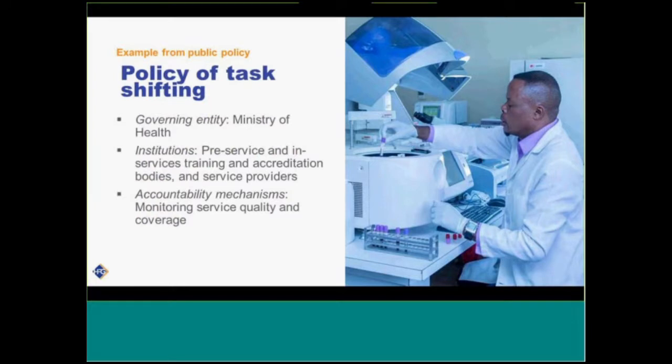Second example is around public policy. And the one we've chosen here is task shifting. Again, compelling evidence that this can work. Usually the governing entity is the Ministry of Health. The implementing institutions are pre-service and in-service training institutions and accreditation bodies, professional accreditation bodies, but also service providers. And the accountability mechanism for this usually is monitoring the service quality and coverage, which is expected to expand under this policy.